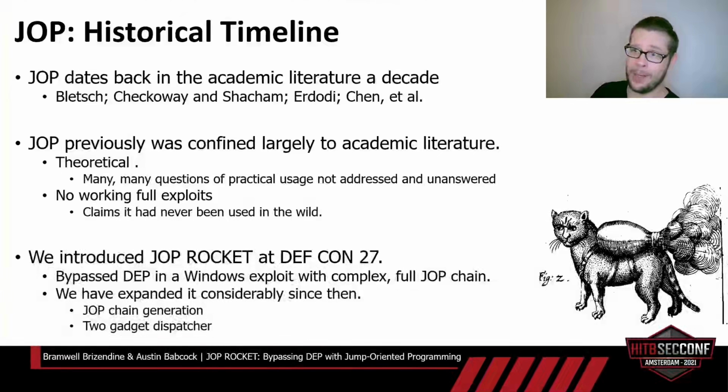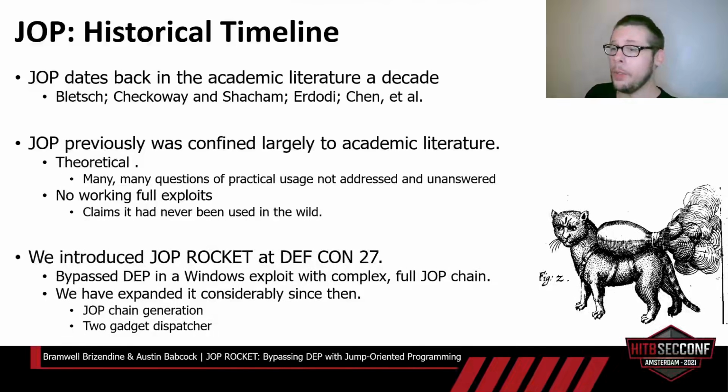Now, it's been around for about a decade in the academic literature, but very sparse, very minimal, very little activity. And really more theoretical, no working Jop exploits to learn from, and even claims that it had never been done in the wild. Much of the actual practical information on Jop was totally and completely missing. Things that Austin and I have had to develop through experimentation and trial and error. So we've taken something that's been out there in the academic world and theoretical and made it more realistic. And we'll see some real world exploits later on with Jop that we've done.